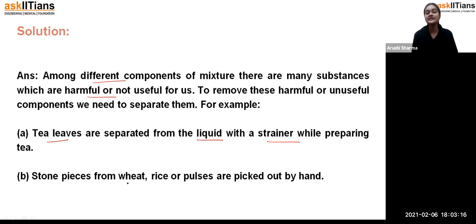Second, stone pieces from wheat, rice or pulses are picked out by hand. Obviously, students, as I gave in the earlier example, when we have to cook rice or pulses, if any stone piece is there, we have to remove it. Why? Because we are not able to eat stones, they are very hard in nature. If by mistake you eat these stones, maybe there will be pain in your teeth because they are very hard and we can't chew them. So that's why, students, separation of components from a mixture is sometimes very important.